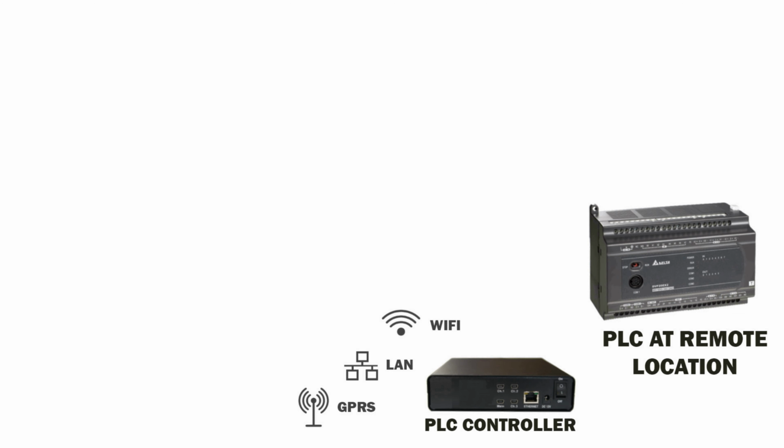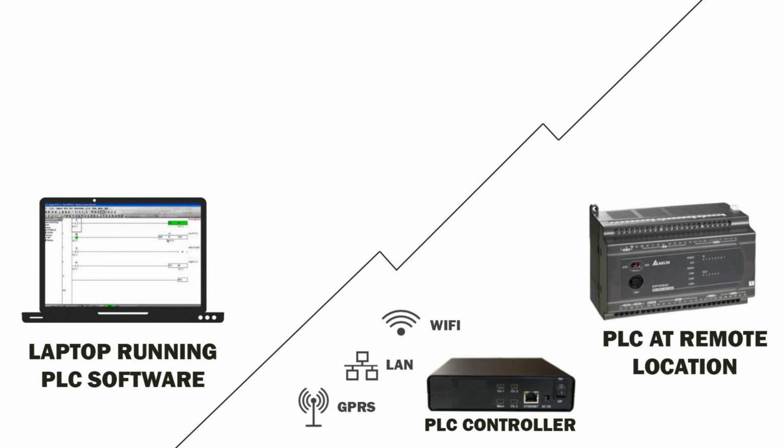The first device we are going to need is a PLC. This can be any PLC that supports RS-232, RS-485 or Ethernet protocols. This can be of any make. This PLC will be connected to our remote bridge controller through its communication port. The controller can be connected to the internet using LAN, Wi-Fi or GPRS.